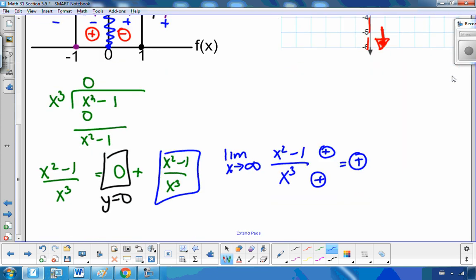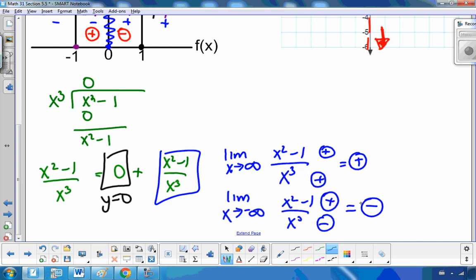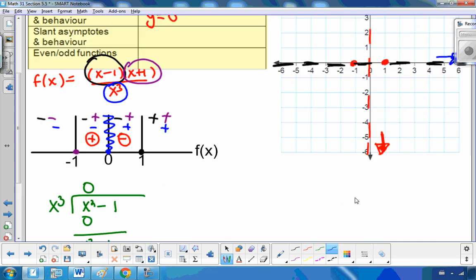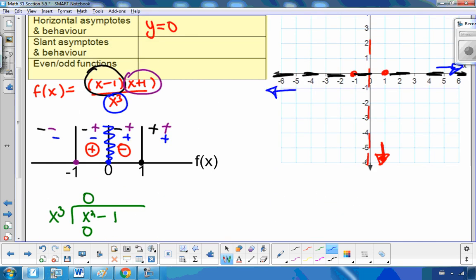Let's look at the left end. So the limit as x approaches negative infinity. A big number negative squared is positive, take away 1, still positive. A big negative number cubed is negative. Positive over a negative is negative. So that means that my left end is below the graph. Okay. Slant asymptote, none, because I can't have a horizontal asymptote and a slant asymptote at the same time.